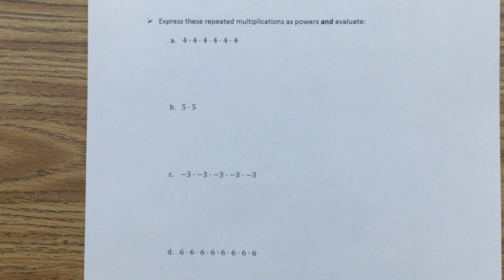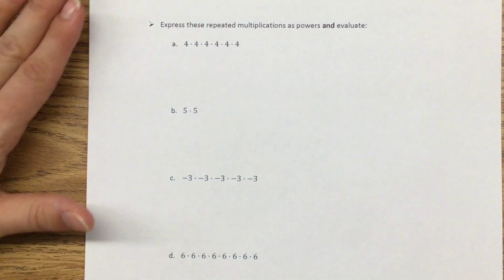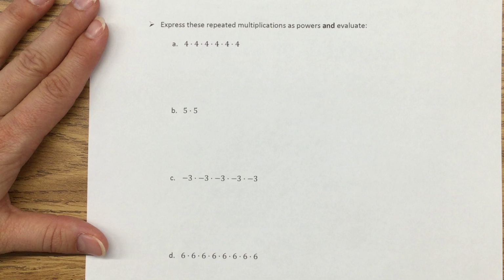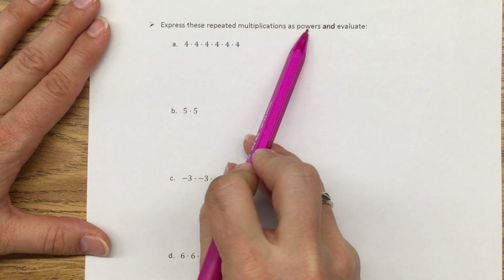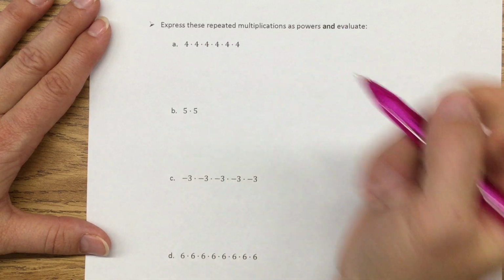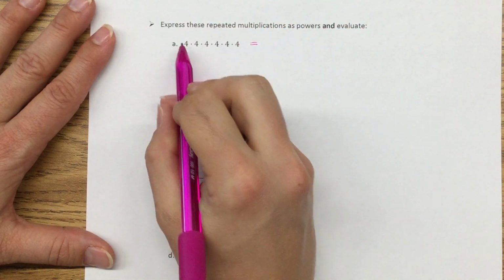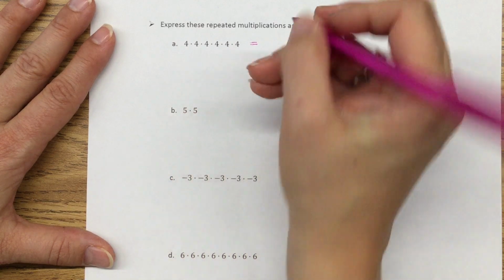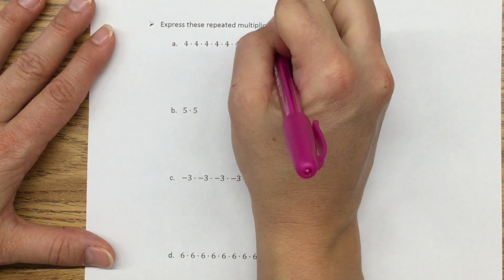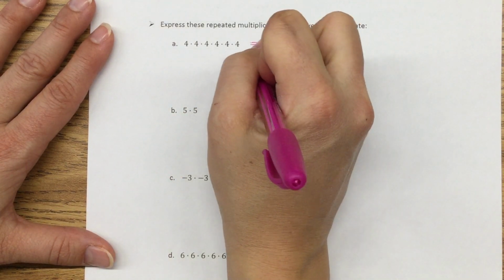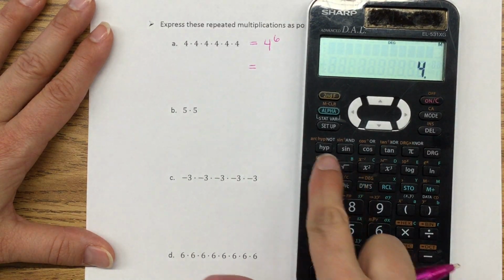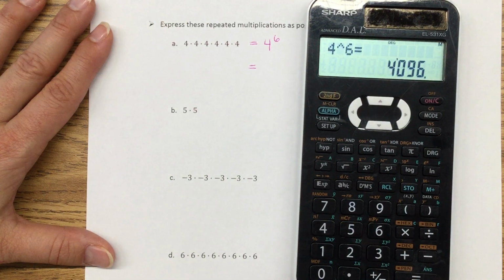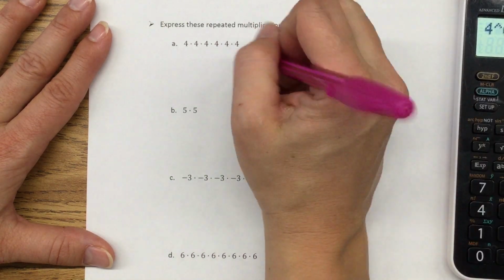Next one says, express these repeated multiplications as powers and evaluate. So now it's given repeated multiplications, and we're going to turn that into a power, and then we're going to solve. So this equals 1, 2, 3, 4, 5, 6. So this equals 4 to the 6th, which equals, remember, work down, please. 4 to the 6th is 4,096.